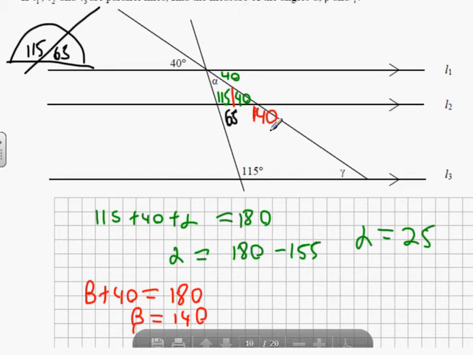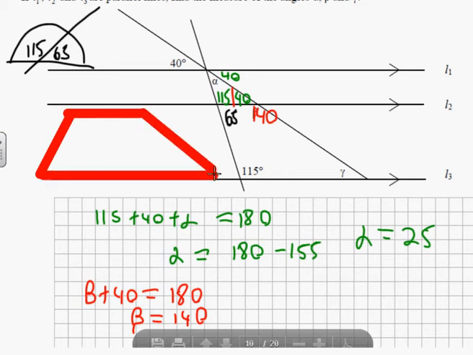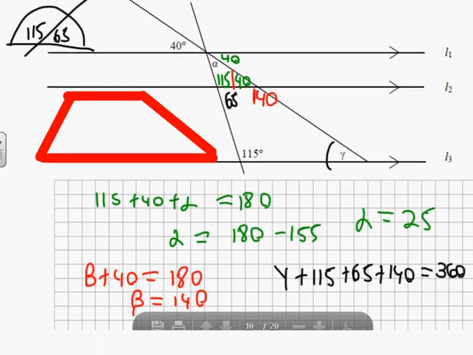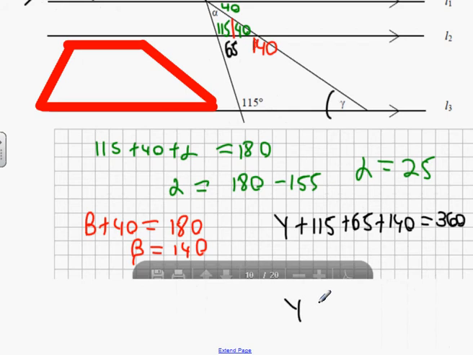65. Now, any four-sided object, guys, is called a quadrilateral. Does everybody agree with that? Quadrilateral. What can you tell me about all four angles in a quadrilateral, no matter what shape it is? 360 degrees. They all add up to 360 degrees. This means your angle Y here, let's call it Y. Y plus 115 plus 65 plus 140 must equal 360. That is going to be Y plus 320 degrees equals 360. Y therefore equals 40.